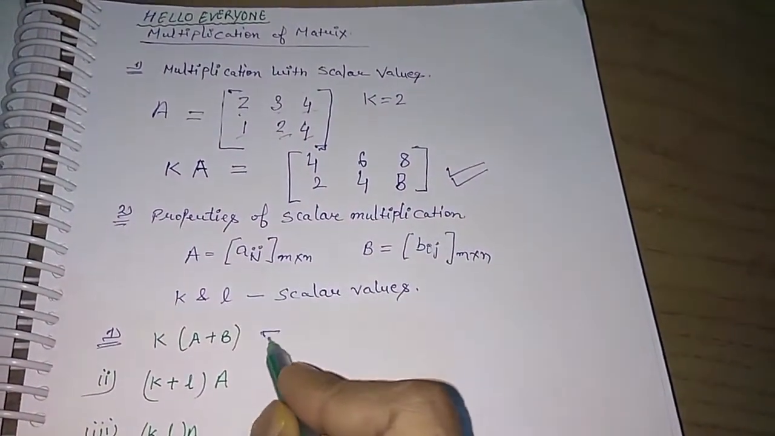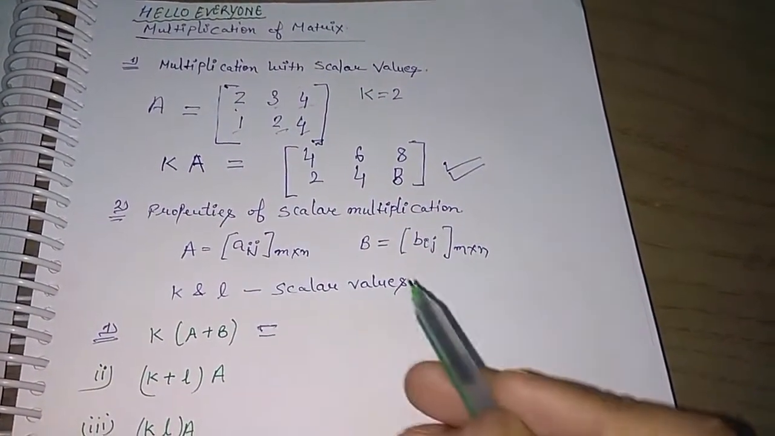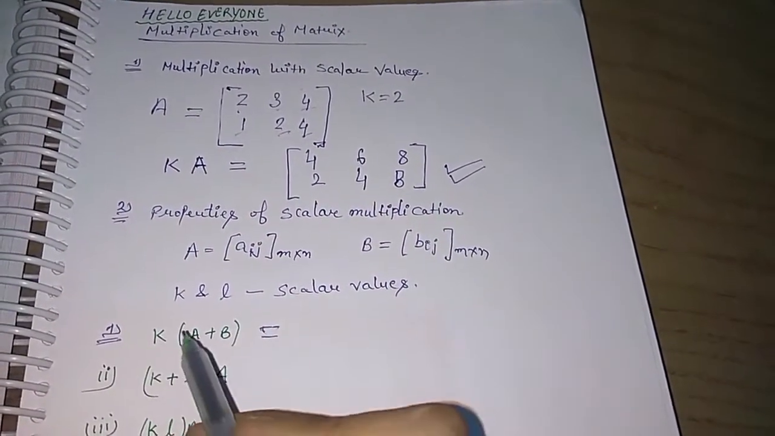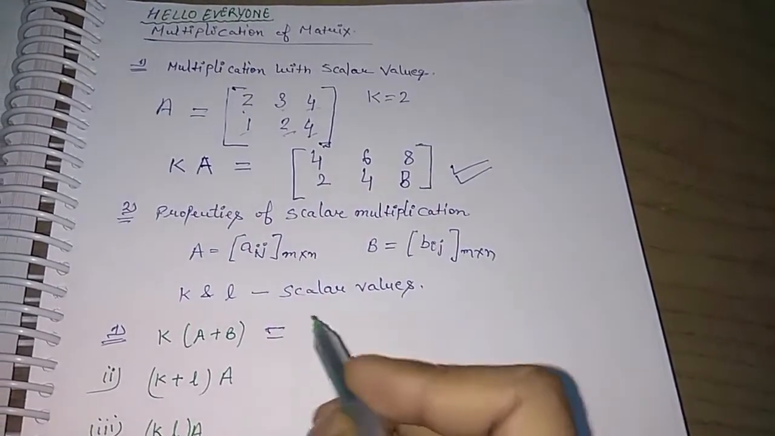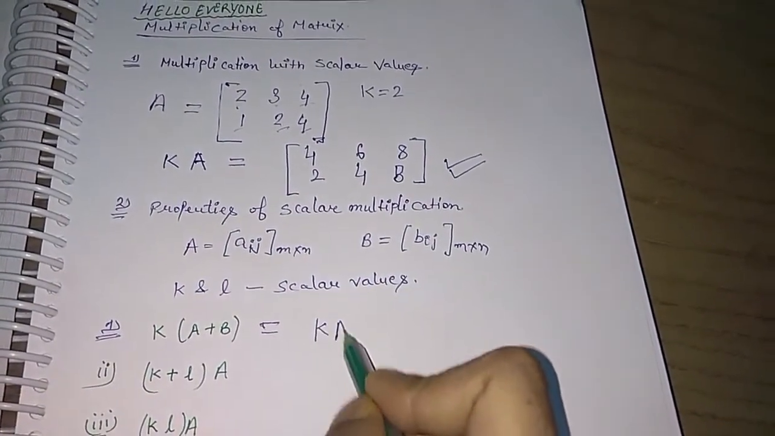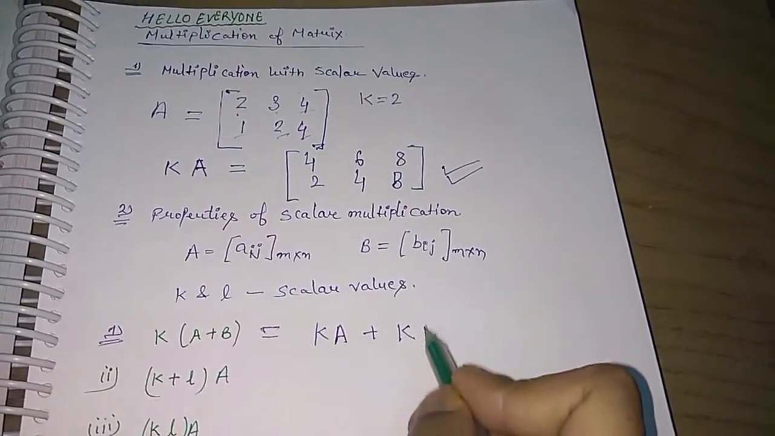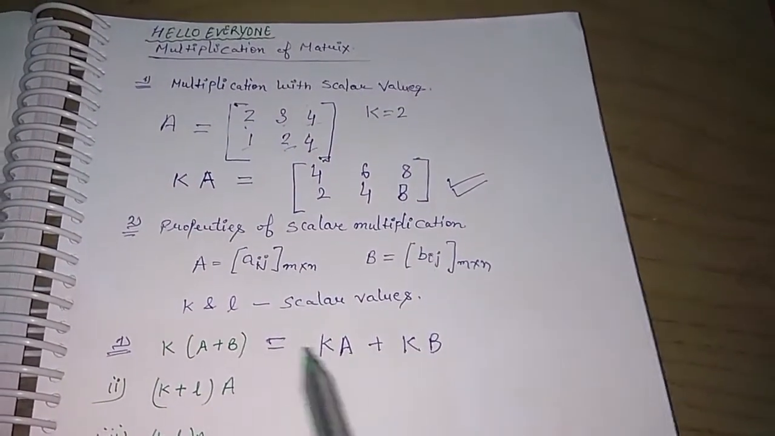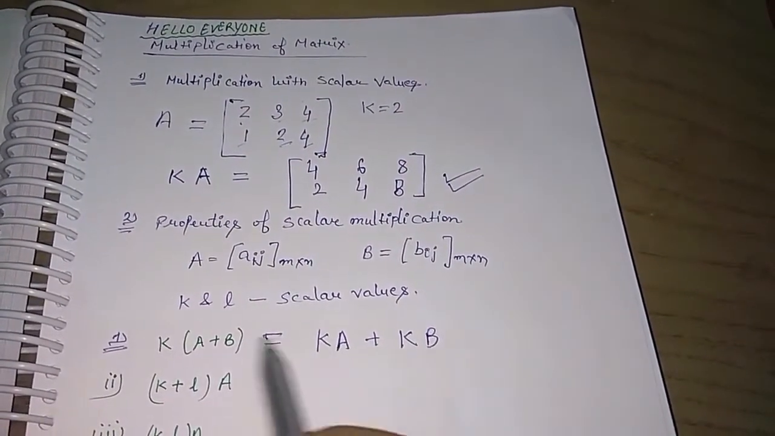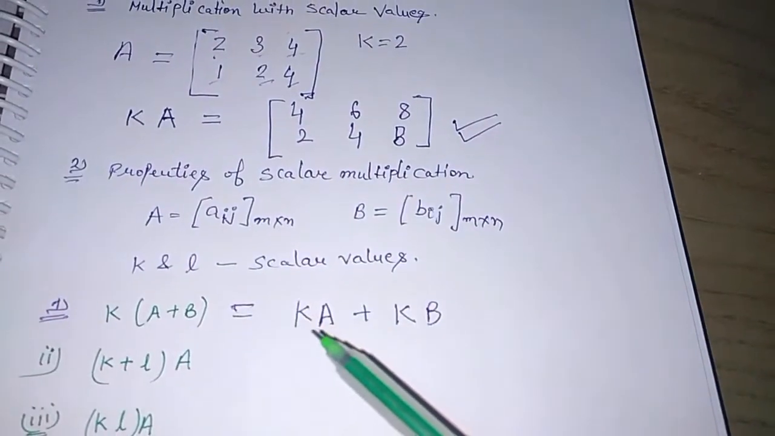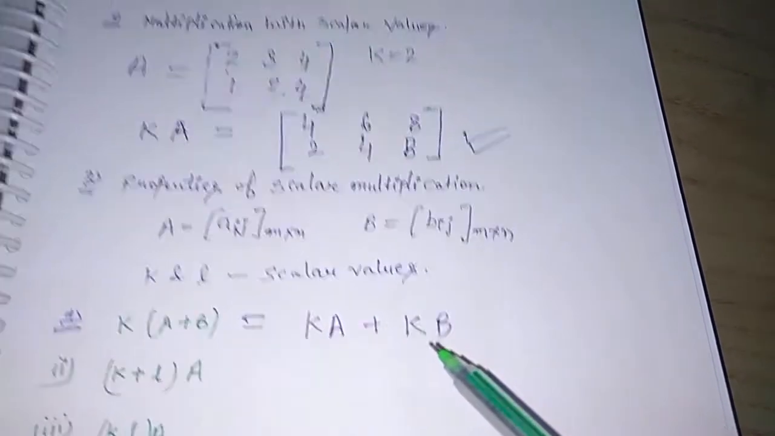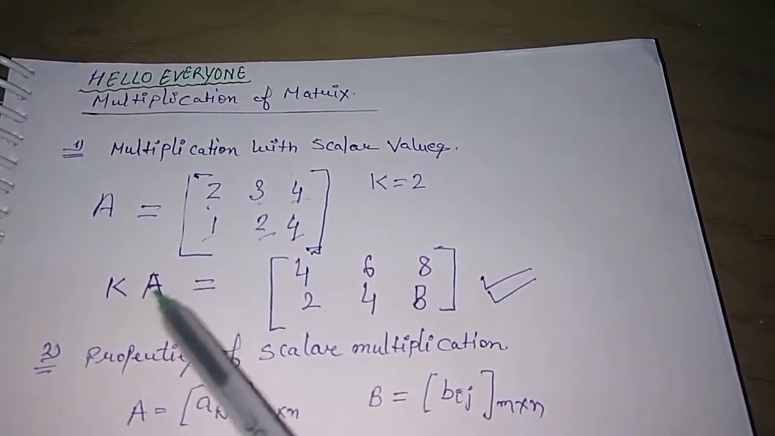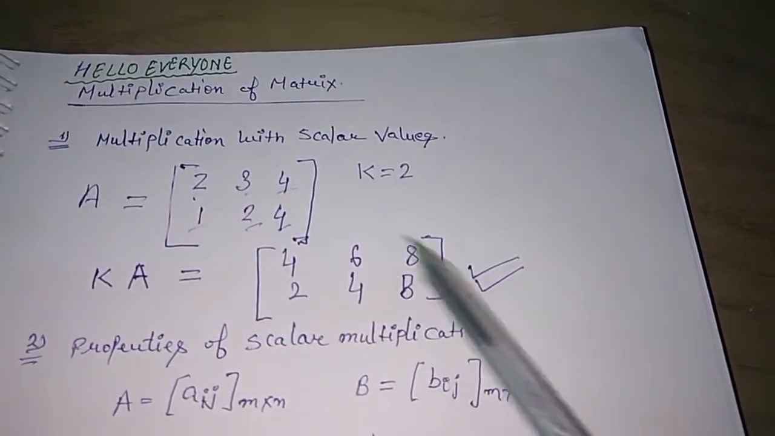The scalar property does not impact the order of the matrix, and we simply impose this scalar value inside the matrix to solve the problem. So simply it can be written as KA plus KB. The answer will be the same in both cases. This is the scalar multiplication property. This KA and KB multiplication is similar to what we have done before, just the matrix changes and the process remains the same.